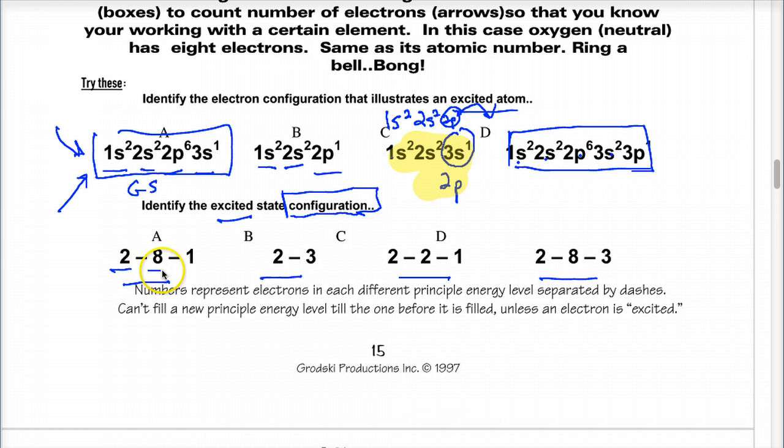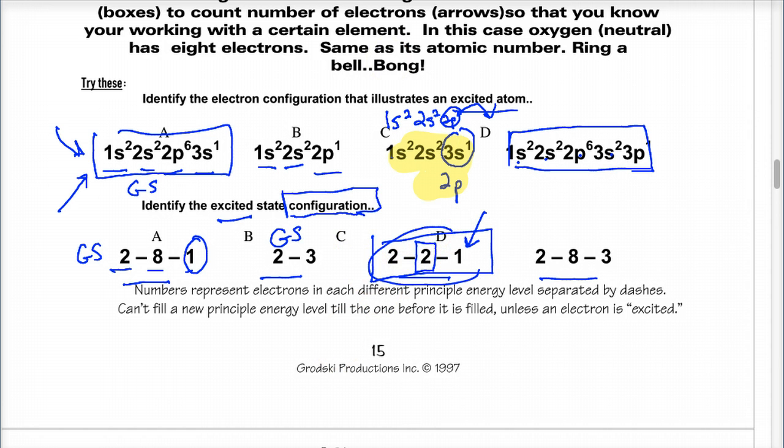Okay, well 2-8-1, I can only have one if I already have 8 filling the second. Well, that's ground state. Okay, 2-3. Well, my friends in chemistry, I can. If I'm going to fill 3 here, 2 has to be filled, so this is also ground state. 2-2-1. Well, there's your winner. You can't put 1 in the third until you fill 8 in the second. So this is the excited state.